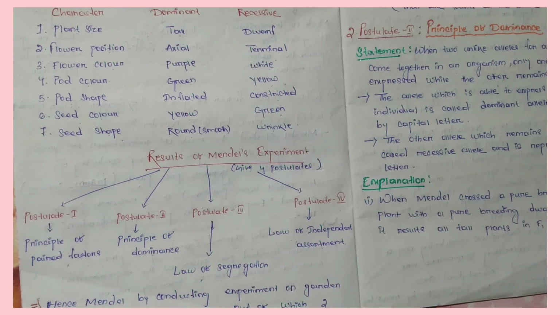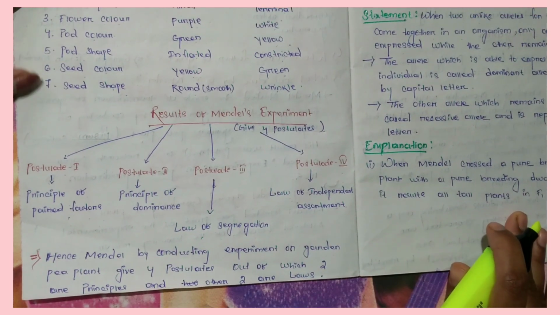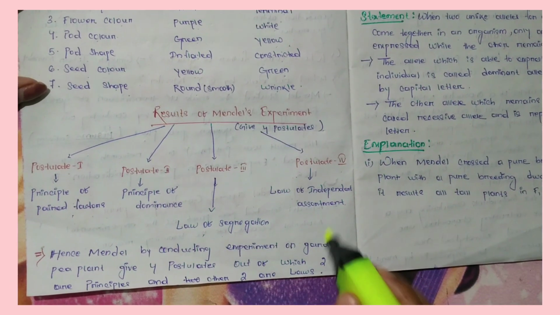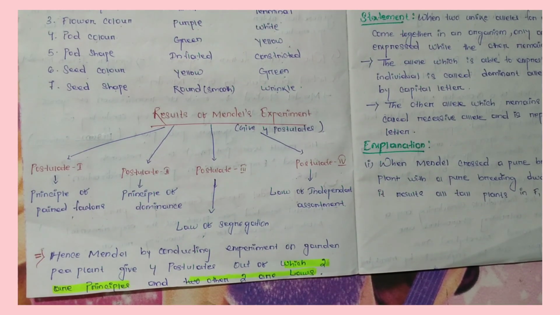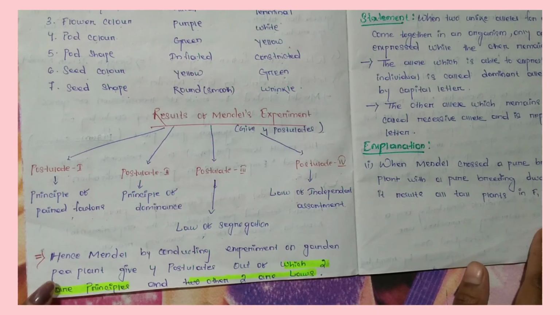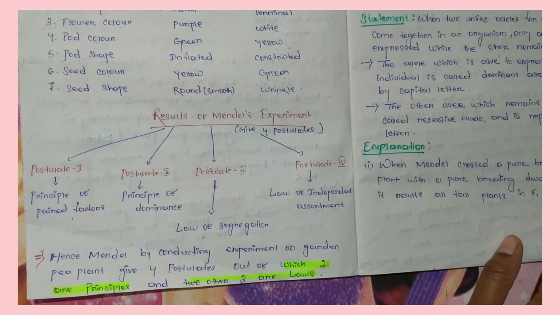So Mendel, conducting experiments on the garden pea plant, gave 4 postulates, out of which 2 are principles and the other 2 are laws. This is a short question: how many postulates did Mendel give? 4 postulates, out of which 2 are principles and the other 2 are laws.